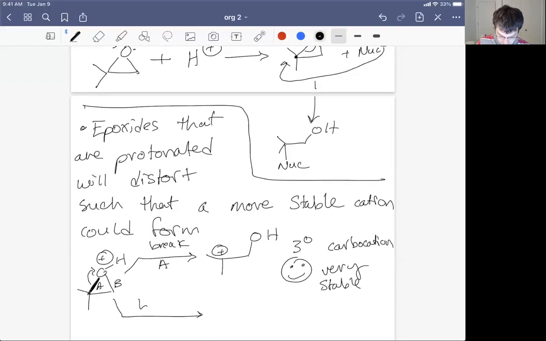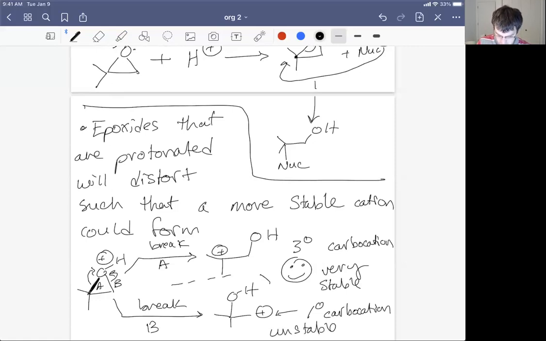Whereas if we break B, and so B jumps up and onto the oxygen, then we have a situation that looks like this, where we now have a cation that only has one group attached to it. So we would call that a primary carbocation, put a 1 with a degree next to it. So this is highly unstable, especially relative to that tertiary carbocation.